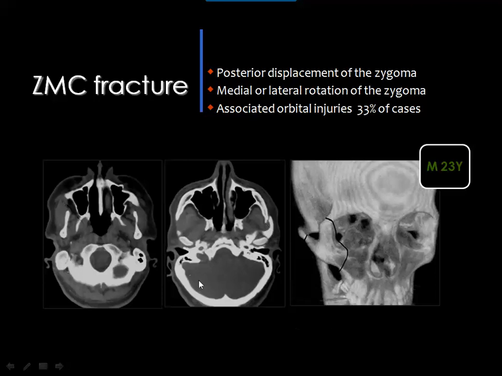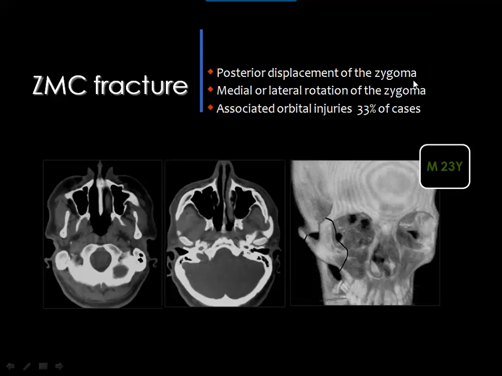Then, how can you judge posterior displacement of the zygoma? You compare the zygoma at the fracture site to the opposite zygoma, and you can see that it is posteriorly displaced, and this is a common displacement because of the direction of trauma.